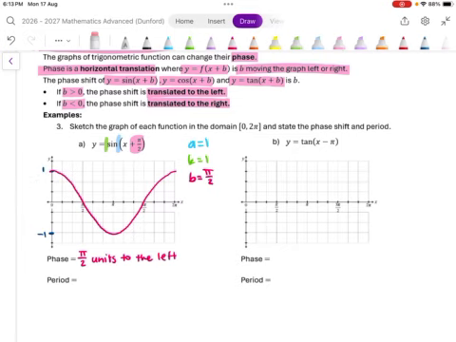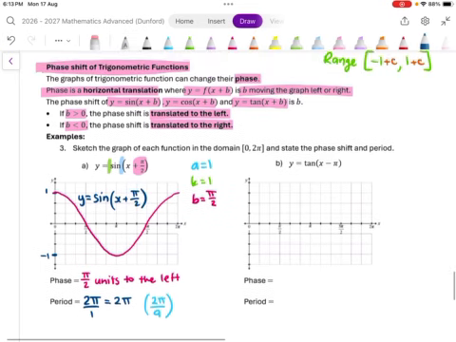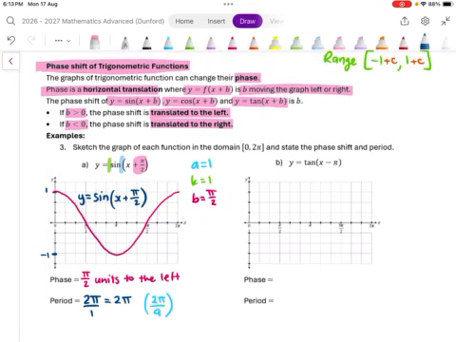And because our a was 1, our period is 2 pi on 1, which is just 2 pi, because when we're finding the period of a sine function, it is 2 pi on a. That looks great. So I'm not going to redo that, but it is our function y equals sine of x plus pi on 2. Our last one, we have y equals tan of x minus pi.